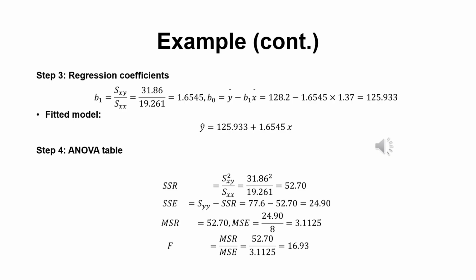SSR is Sxy squared over Sxx, which is 31.86 squared over 19.261, approximately 52.70. SSE is Syy minus that same quantity. MSR is SSR divided by 1. MSE is SSE divided by n minus 2. And the F statistic is MSR over MSE. These will be used to test the overall significance.